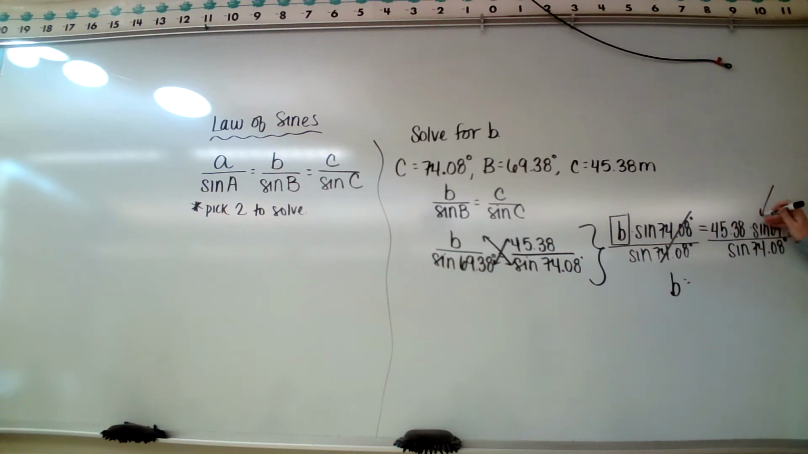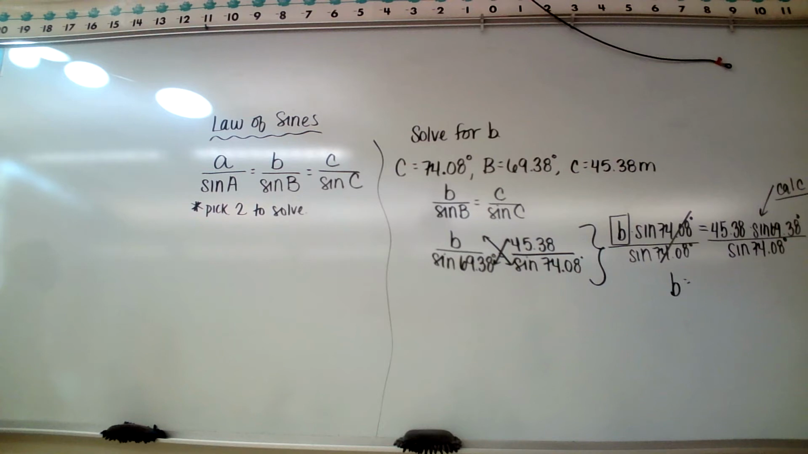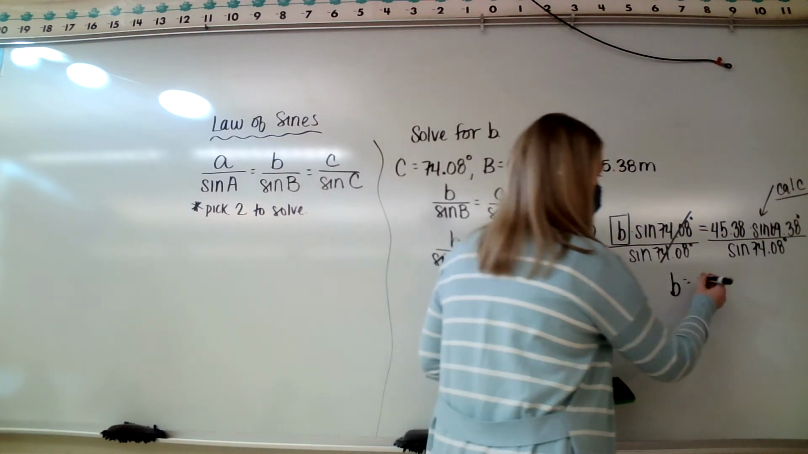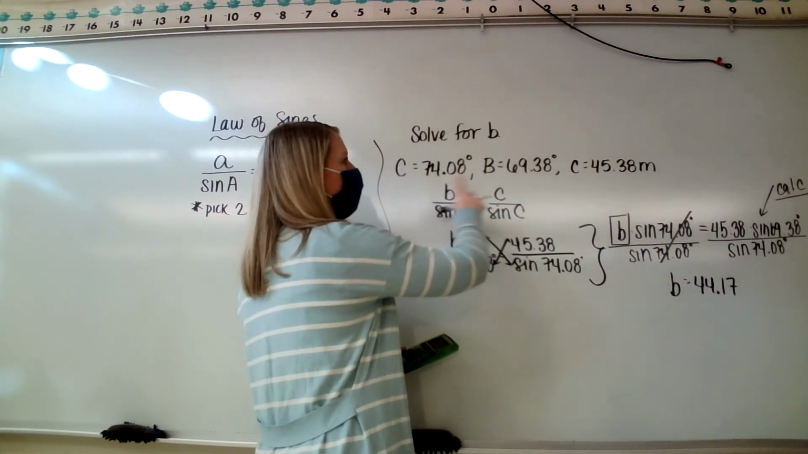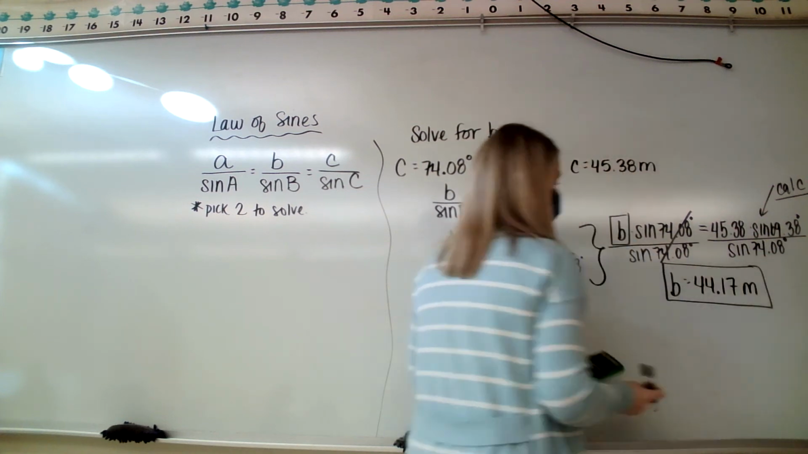And then once again, you're throwing this into your calculator. Some different numbers, but same process here. So I'm going to grab my calc. What do I got? 45.38 times sine, that's an awkward 69.38. I always hit enter when I do the numerator, and then I divide by the denominator. And you should get about 44.17, I'm going to say. This is a side. The sides were in meters, so I'm going to label it as meters. And that would be your final answer.